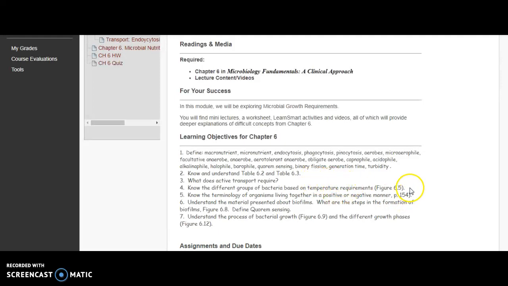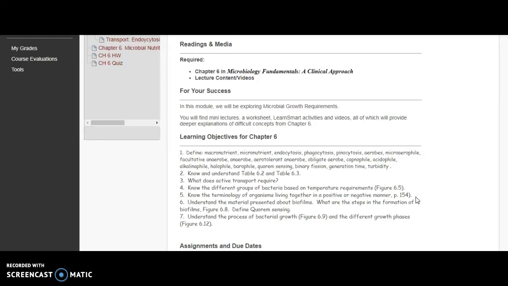Alright, then there is figure 6.5 that looks at temperature requirements and how organisms are classified according to the temperature they would prefer to grow at. And on page 154 there is a figure. It's not actually given a figure number, which is why you don't have that, but there is some terminology there of how organisms interact with each other or don't interact for that matter. And you'll need to know those terms as well.